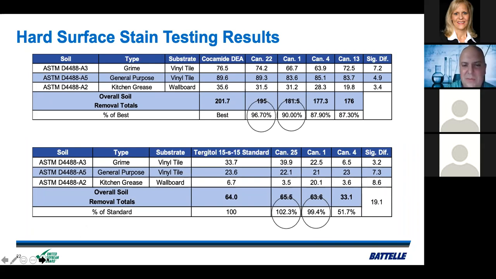So in our second round, we replaced the non-ionic with amphoteric candidate 25, which performed well, and candidate 1, as we knew from laundry, can replace non-ionics readily. Candidate 4 with the ethoxylate did not perform as well.